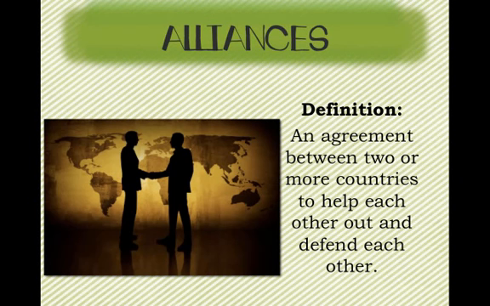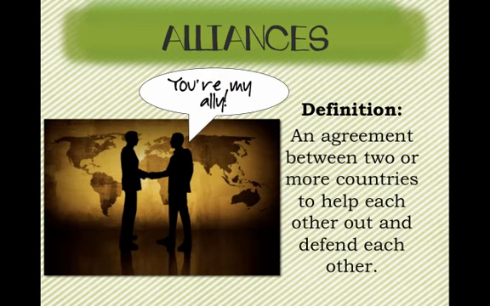Next up, we have alliances. The definition of alliances is an agreement between two or more countries to help each other out and defend each other when necessary. Now, this always seems really odd. How can alliances, which is very much like a friendship, possibly lead to war? People are helping each other out, right? Well, actually, that's kind of where you're wrong. Even though the agreement is that if they're ever in need, they will help each other, it can actually have a huge domino effect and lead to a full-blown war.